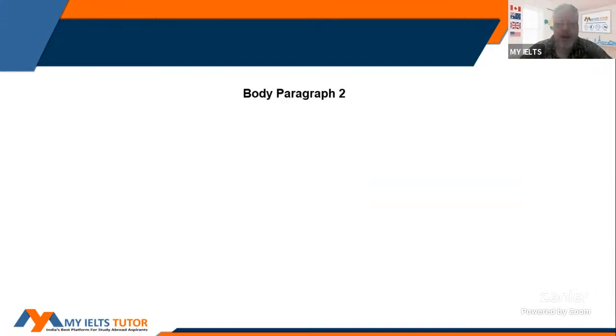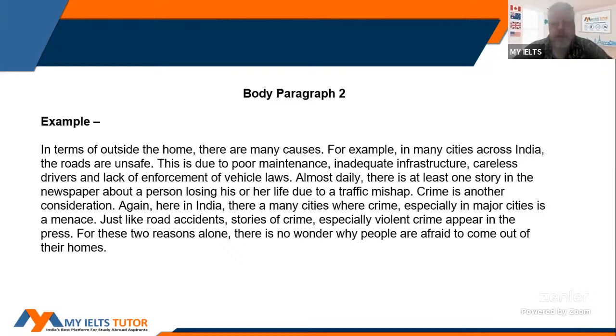Now, the second body paragraph, let's look at that. Here's our example and here's our sentence. So here we're talking about two particular problems due to safety issues outside the home. So we're talking about unsafe roads and then crime. Okay. So it basically follows the pattern of the format for multiple idea body paragraphs.